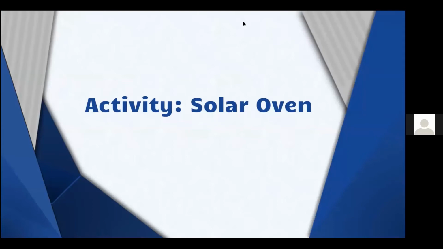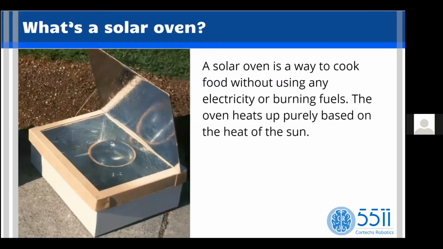So for our last STEM Friday challenge, it's the solar oven. First, let's talk about what a solar oven is. A solar oven is a device that lets you cook food without using any electricity and without burning any fuels. The oven heats up just by using the heat from our sun.